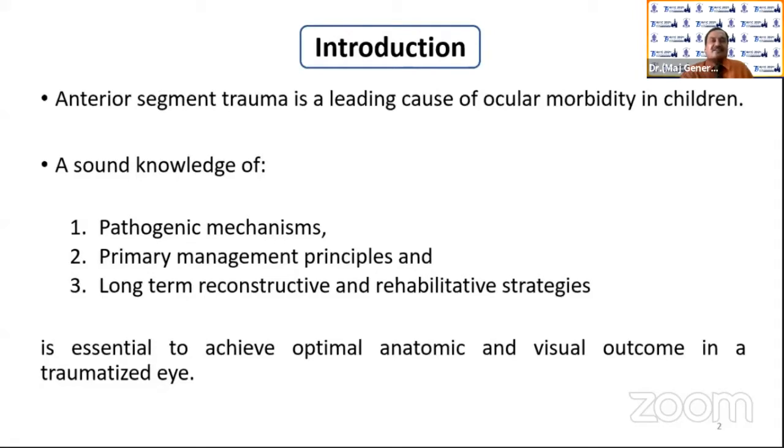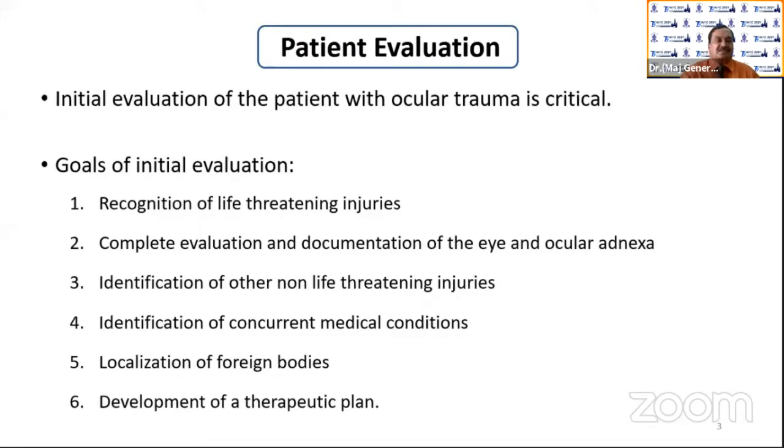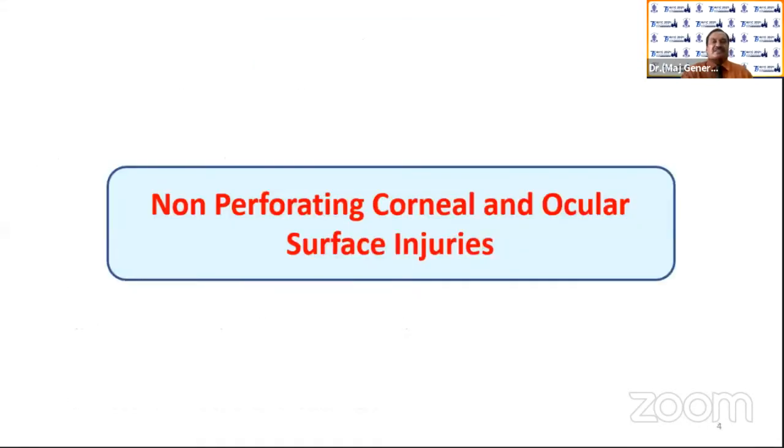As it is mentioned, the leading cause of ocular morbidity is anterior segment trauma, and pathogenic mechanisms, primary management principles, long-term reconstructive and rehabilitative strategies are essential to achieve anatomic and visual outcome in these cases. And these are general guidelines on how to evaluate a patient. A proper history and a good examination needless to be stressed in any of the science and art of medicine, more so in pediatric cases and in ocular trauma cases.